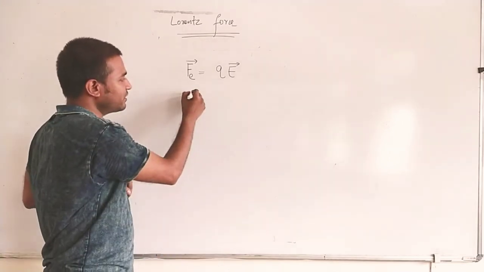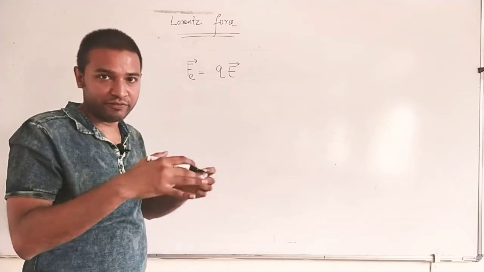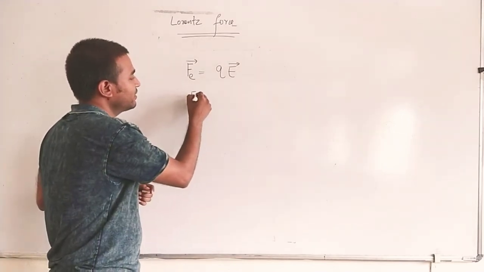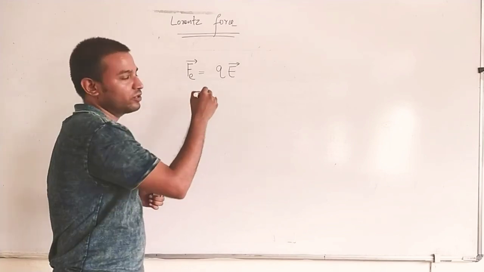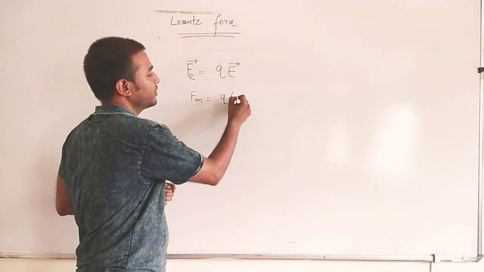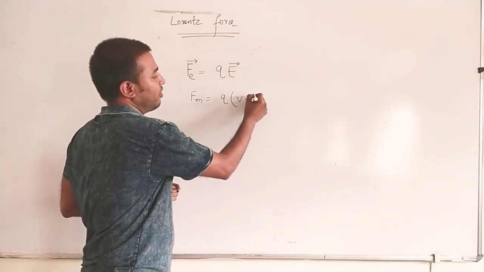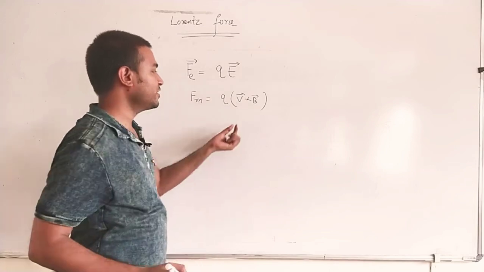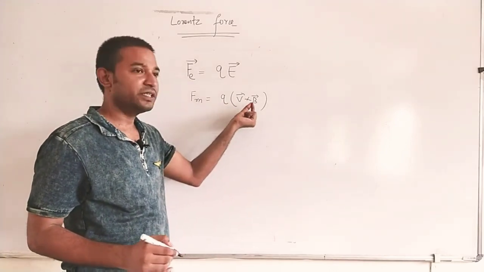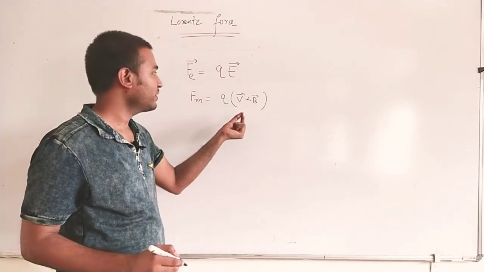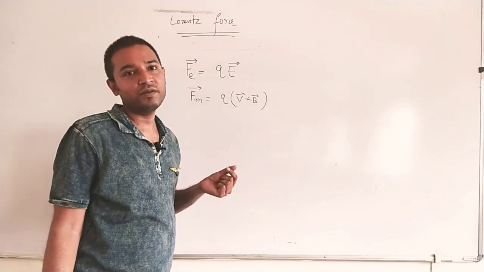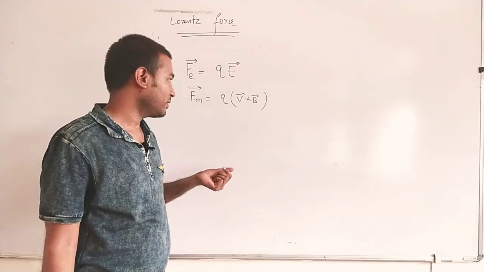Now, if the charge is moving in a magnetic field, in that case there will be a magnetic force acting on the charged body, and that force expression will be equal to Q V cross B. What is V? V is the velocity of the charged particle, and B is the magnetic field. Of course there will be an arrow sign over here indicating the direction as well as the magnitude.